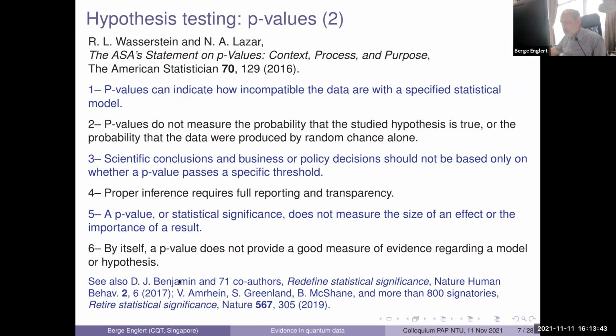And if you want to see more about that, then of course there was a reaction by Benjamin and 71 co-authors published in Nature Human Behavior 2017. So this was after that, where they suggest that one redefines statistical significance, but it's just using a different version of p-values. And then Amrhein, Greenland, and McShane, and more than 800 signatories argued in Nature that one should retire statistical significance. But the therapy that they offer for this kind of problem is really to review these methods and do something different but similar.